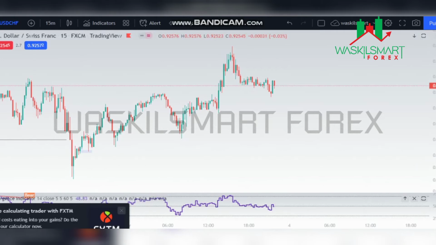The market already created what? It has already created another low here. Which means that when the market goes up, it creates a high and it creates a low. So this low here did not take out this low here. I hope you understand what I'm talking about.